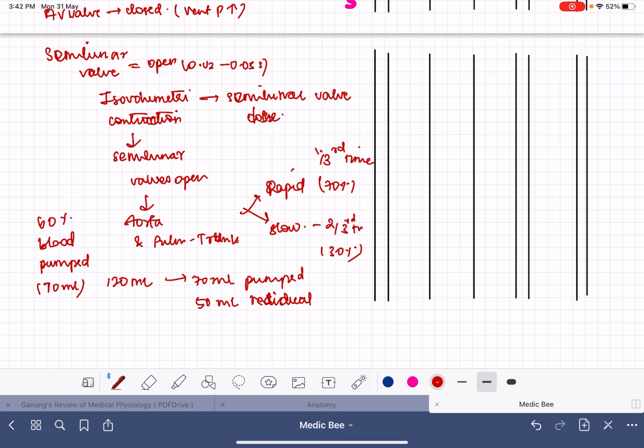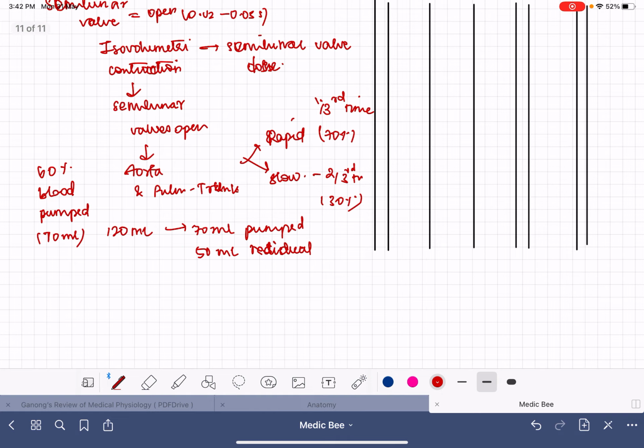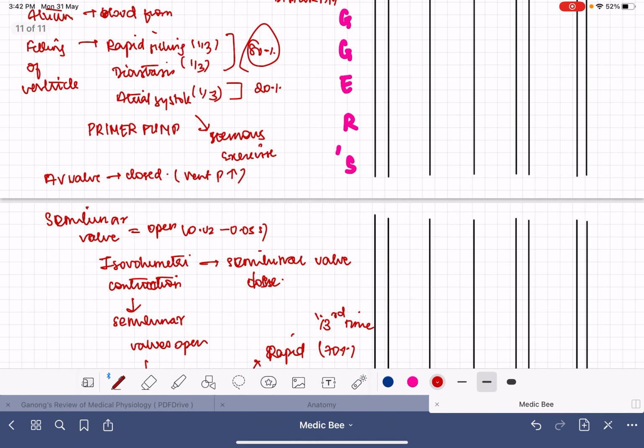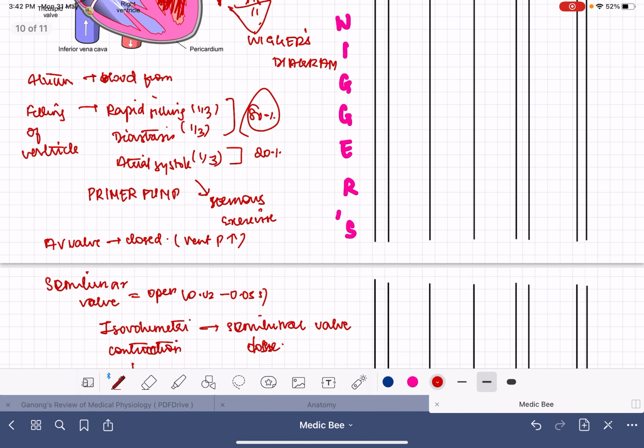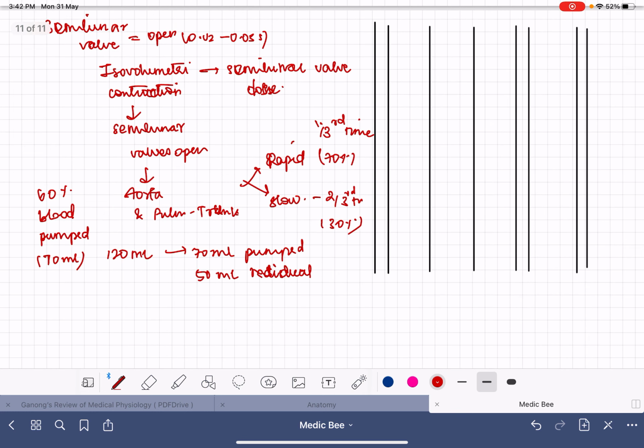The remaining 50 ml will stay as the residual volume. After the blood is pumped through the semilunar valves into the major arteries, the aorta and the pulmonary artery, the pressure in the arteries, say the aorta or pulmonary trunk, will increase, because the blood is being pumped into them very rapidly. But the ventricular pressure will fall, because ventricular systole has happened, so the ventricular pressure will drop.